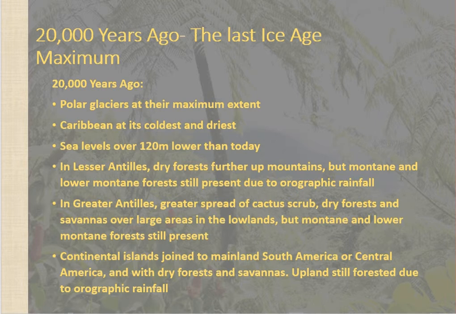in our montane environments, on our mountains and uplands, particularly in the Lesser and Greater Antilles, but also in Trinidad, the Northern Range, and the Main Ridge, and so on. In the Greater Antilles, there was a greater spread of cactus scrub, dry forests, savannas over large areas in the lowlands, but montane and lower montane forests were still present.